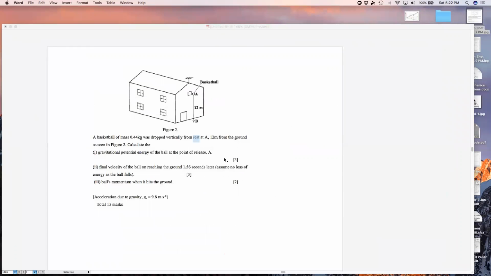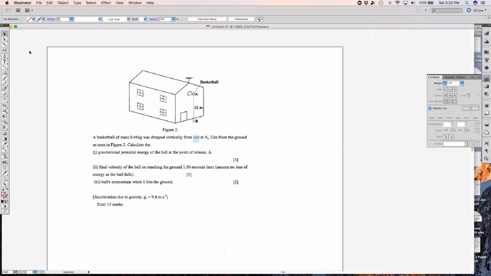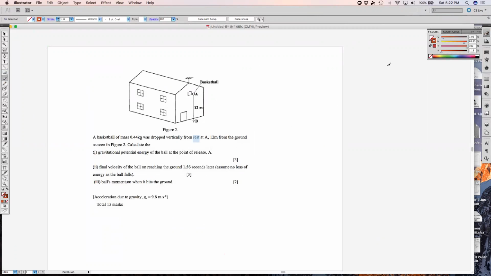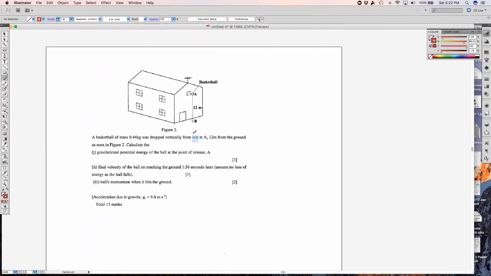All right, so let's go again. A basketball of mass 0.44 kilogram is dropped from rest. When we say it's dropping from rest, we know that the initial velocity u is equal to 0. That's what they're trying to tell us. 12 meters from the ground as seen. Calculate the gravitational potential energy of the ball at the point of release. Again, we know gravitational potential energy is simply mgh.